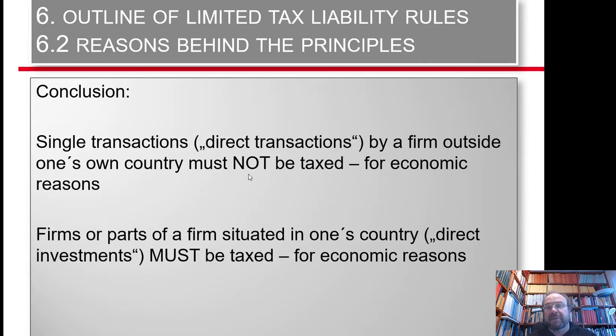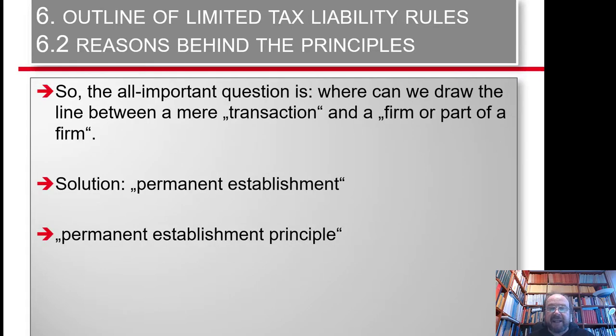So we end up, for example, with an idea which says that single transactions by a firm outside of your own country should not be taxed for economic reasons. On the other hand, firms or parts of a firm which are located in your country should be taxed, again, for economic reasons. And that ends up with, where do we draw the line? That's the all-important question. So what is a single transaction from the outside to the inland, and when do you have a firm or a part of a firm inside your country which you can't ignore anymore, and where the need for simplification is no longer given?